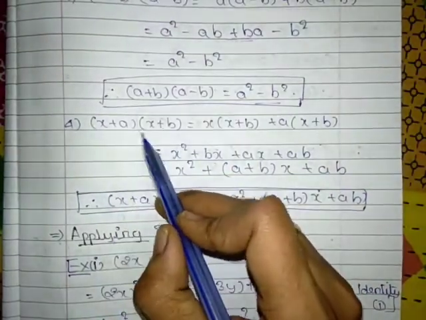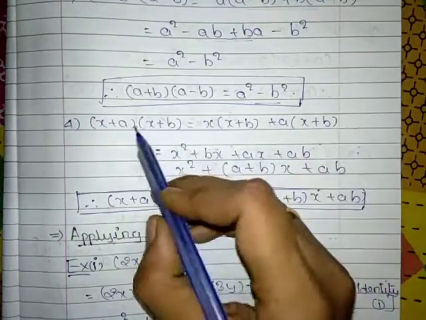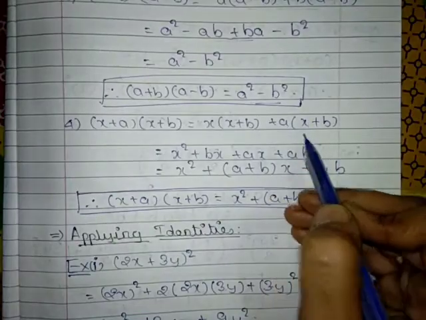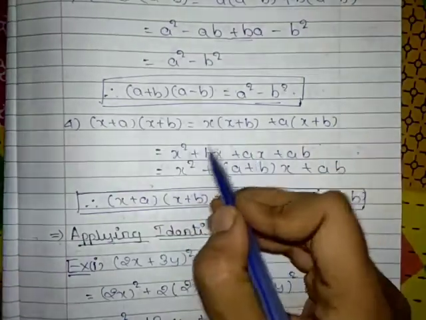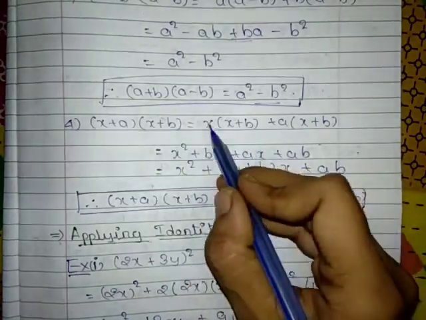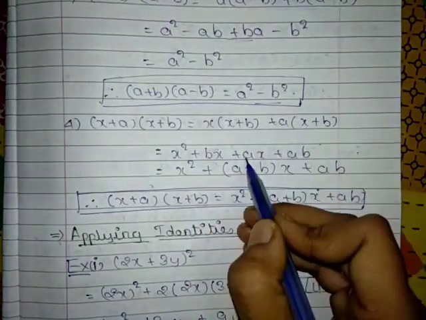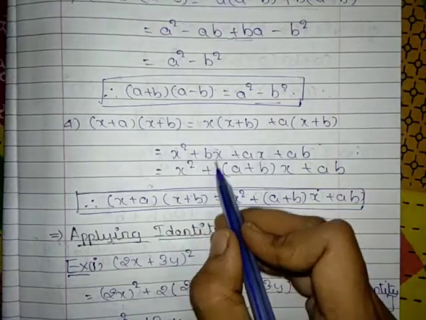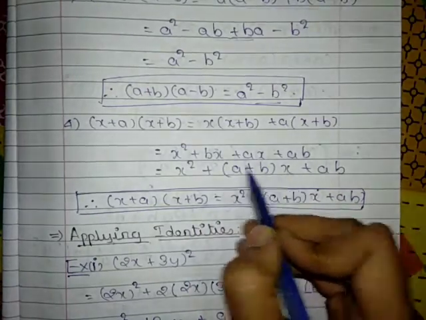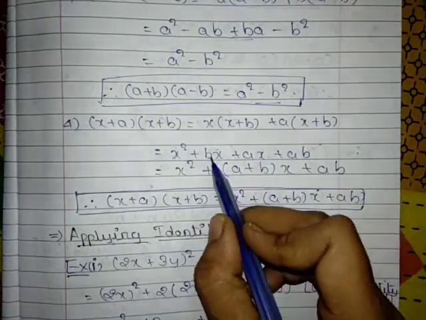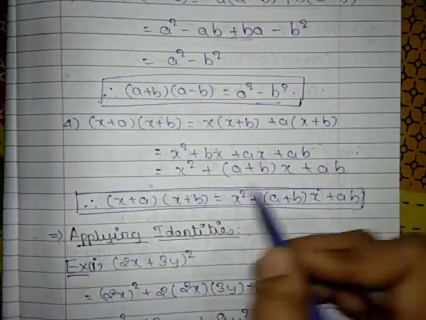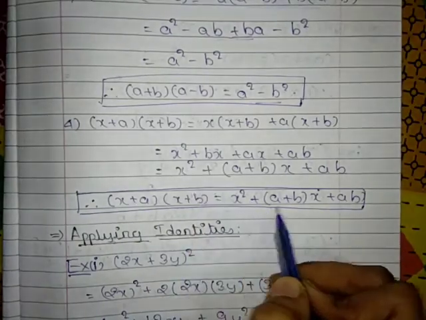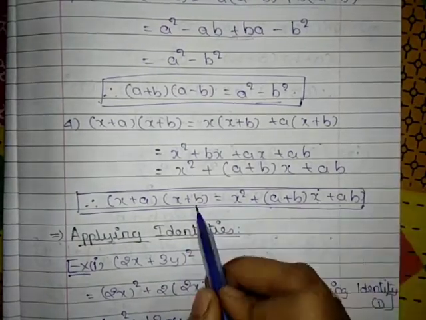Fourth, x plus a multiplied by x plus b. Here you can see that the x variable is common. So x multiplied by x plus b, the second term, plus a multiplied by x plus b. If we solve it, we are getting x square plus bx, plus ax, plus ab. So our answer is x square plus, taking the x variable common, a plus b times x, plus ab. So x plus a multiplied by x plus b is equal to x square plus a plus b multiplied by x plus ab. This is our fourth identity.